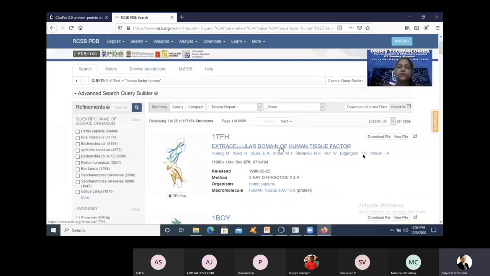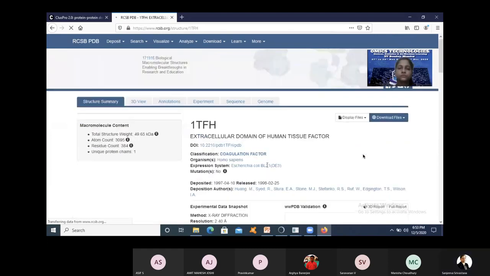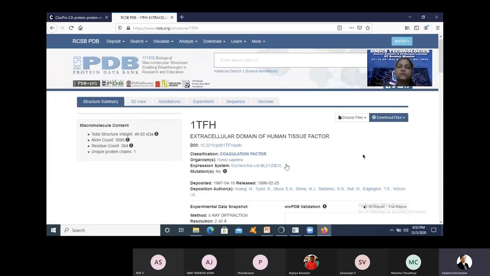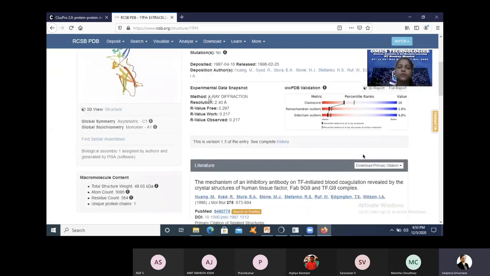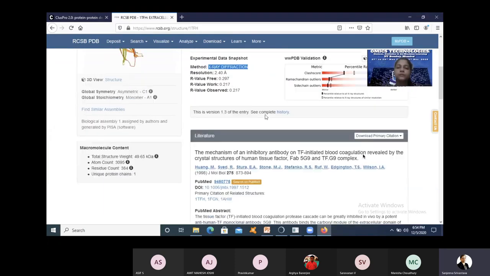So now if we click here and want to know more about the protein, all this information can be obtained. If you remember in the last session, we discussed the different techniques used to determine the three-dimensional structure of proteins. One of the methods is X-ray diffraction, and here this method has been used to determine the structure of the tissue factor.